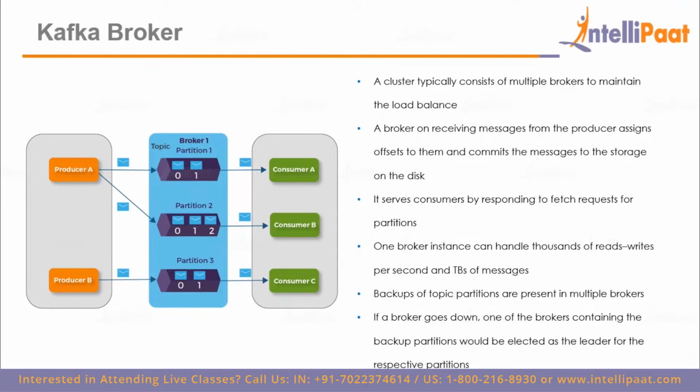And a broker, on receiving messages from the producer, assigns offsets to them and commits the messages to the storage on the disk. As you see over here, these are basically the offset numbers. So this partition or this broker has received these 2 messages from the producer, and it has assigned these offset values to these messages, and it has stored them on the disk.